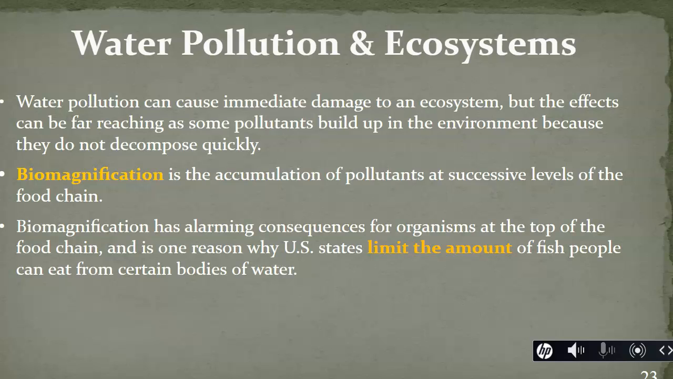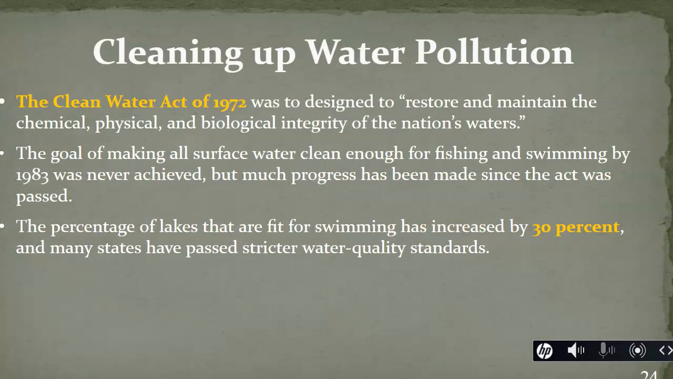Okay. Another thing that I want to mention is biomagnification. So this is the accumulation of pollutants at successive levels of the food chain, right? So if the bottom level of your food chain ingests some pollutants, we look at what happens as we rise up the food chain in terms of how much of it is going into the body. And so in some US states, they actually have to limit the amount of fish people can eat from certain bodies of water because it contains too much of something that could be toxic and potentially poisonous.